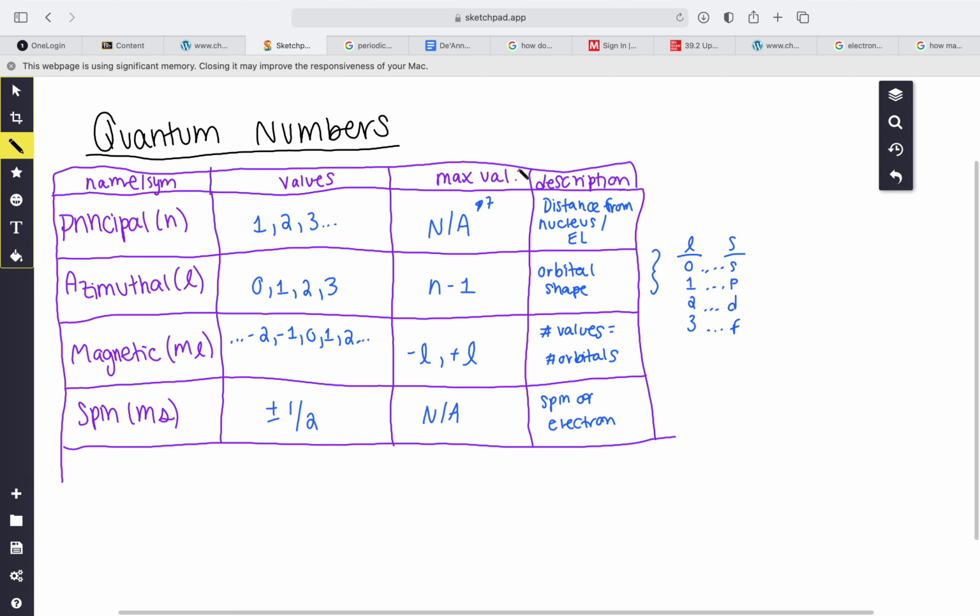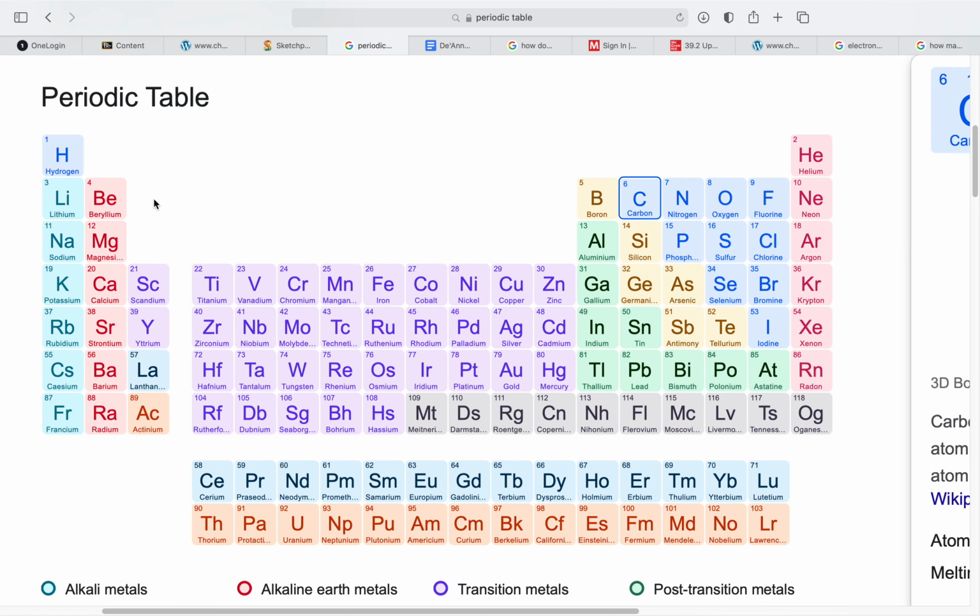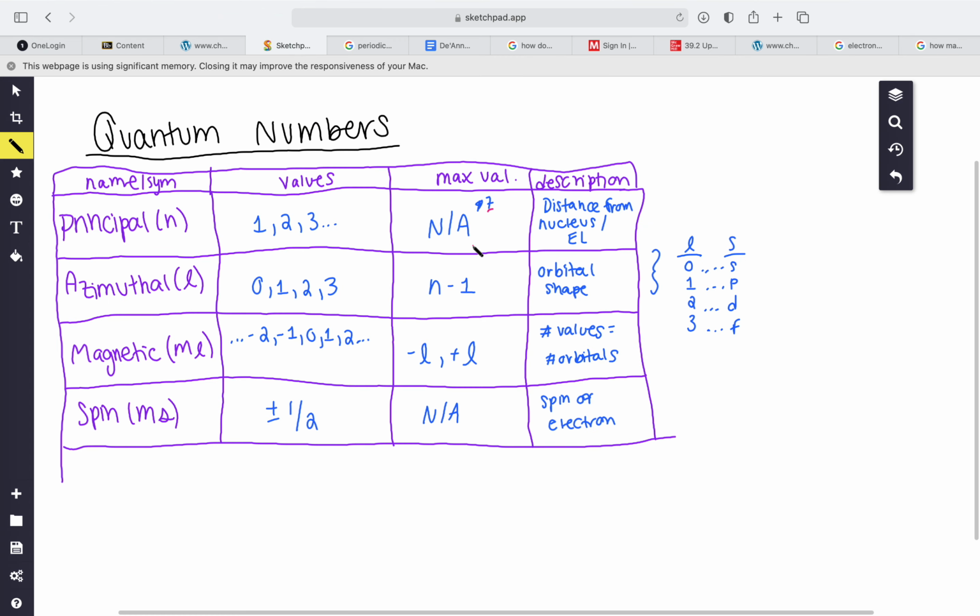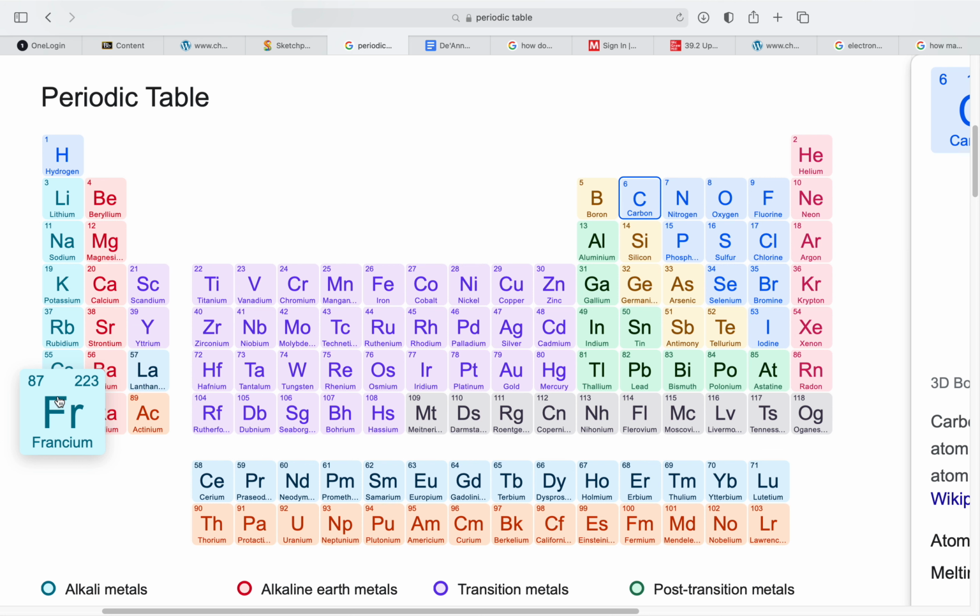The maximum value: it technically doesn't have a maximum value, but if you look at the periodic table, it only goes 1, 2, 3, 4, 5, 6, 7. So the maximum number is technically 7, which I have written up there, but again, there is no true maximum value. According to the periodic table, it is 7. So you're not going to see 9 energy levels. You usually stop at 7.